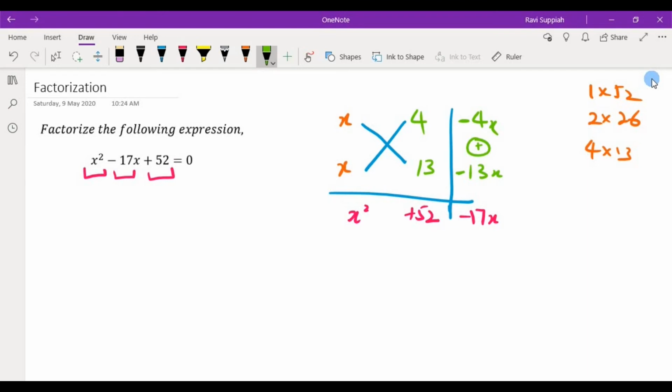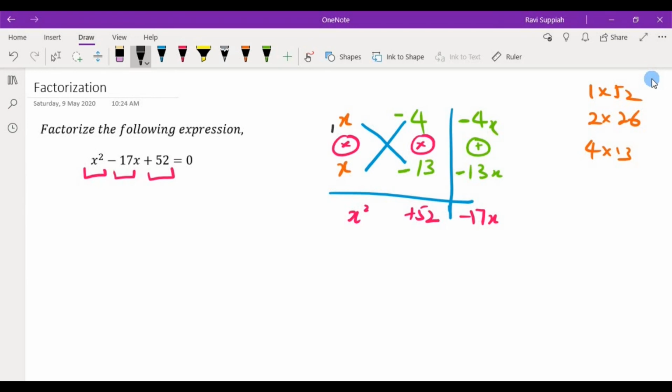Since I have a negative 4x here, I must put a negative here, and for negative 13x, I put another negative here, and negative 4 multiplied by negative 13. In the cross method, here is a multiply, here is also a multiply. So x times x, I get x squared. Negative 4 times negative 13, I get positive 52. Negative 4x plus negative 13x, I get negative 17x. So you can see that all three columns have been fulfilled according to the expression.